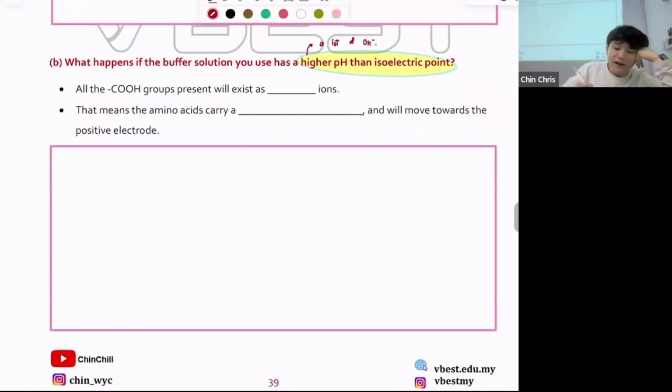All right, guys, now, you see, if you use a higher pH than an ISO, for example, we have this amino acid, CH2COOH.